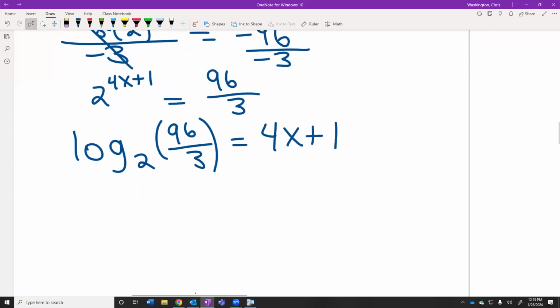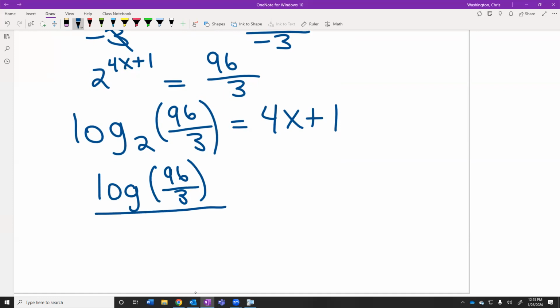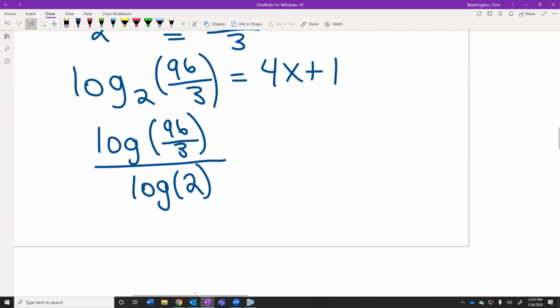I really wish we could type a base of something other than 10 or e in your calculators, because it would make things a lot easier, but we can't. So what would we type in the calculator here? We would type log of what's inside the parentheses on top, and log of the base, log 2, in the denominator. So that's what the left side would be equal to. But then I have to subtract 1 and divide by 4.